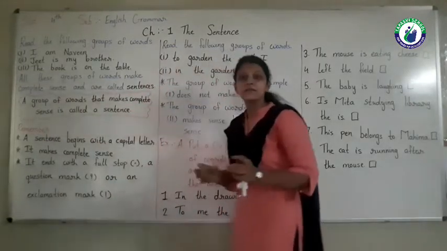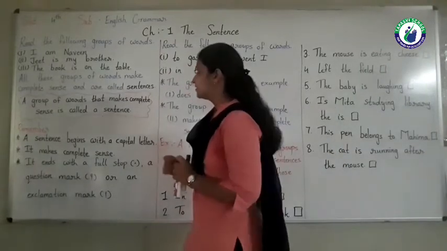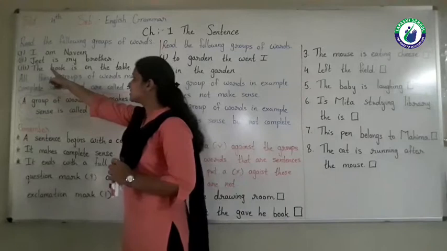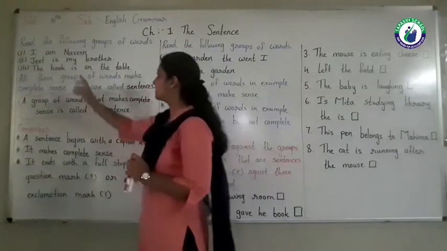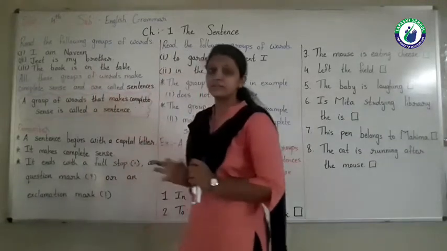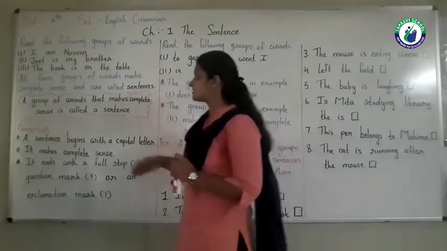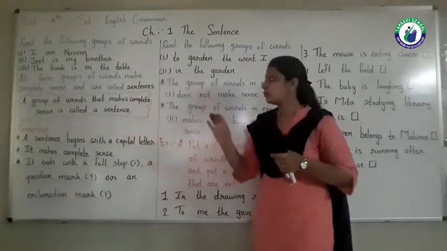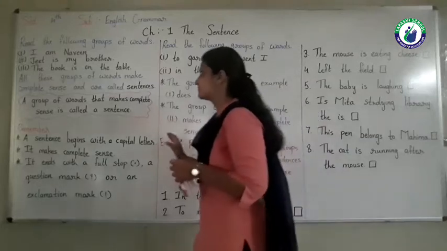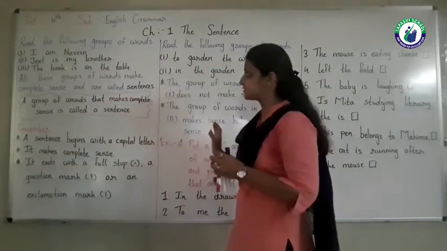Jeet is my brother. In this sentence also, Jeet is included in the subject, is is included in the verb, and my brother is included in the object. So we can say the sentence is in a proper order and also in complete sense. So we can say example number 2 is a sentence.